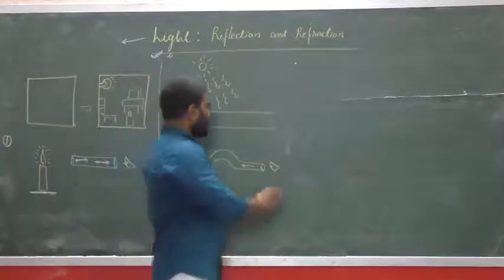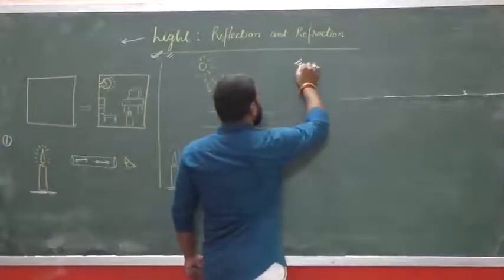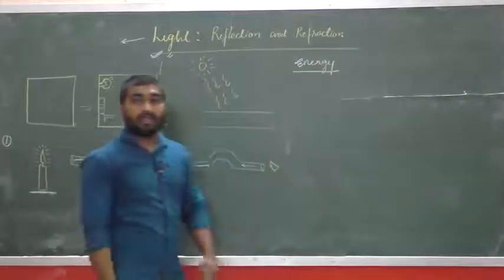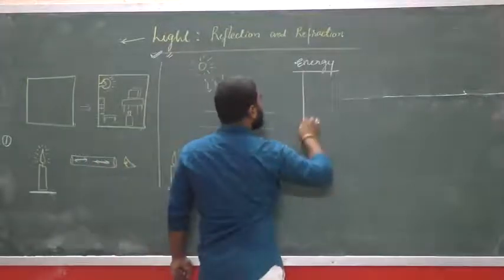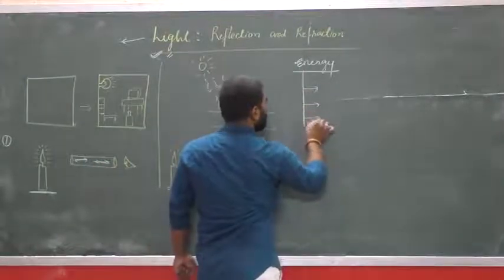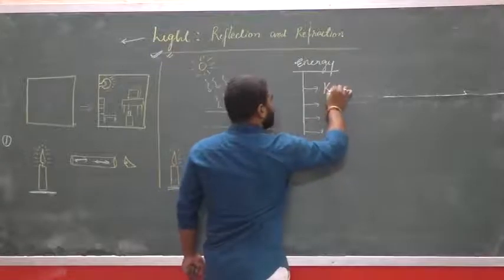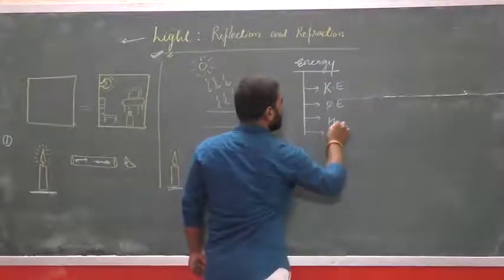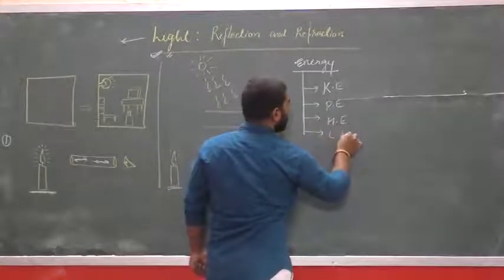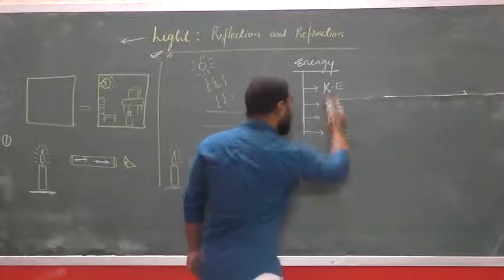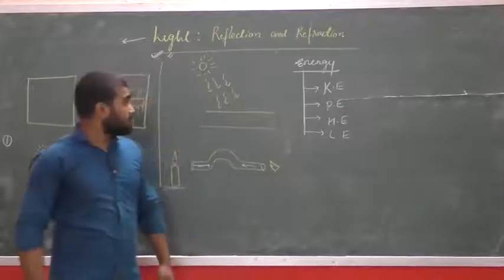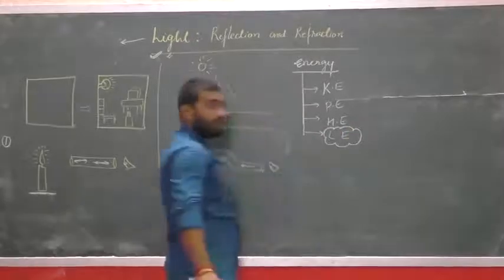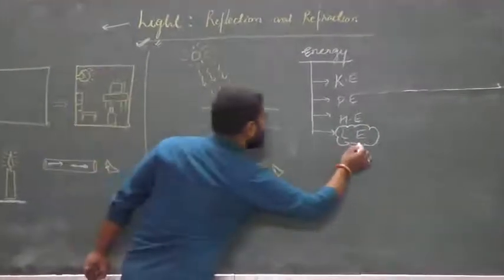One thing I just want to discuss here: you have already studied in class 9th about energy. There are many forms of energy, such as kinetic energy, potential energy, heat energy, light energy, nuclear energy, and so on. In this, one term is light energy. So what is light energy?